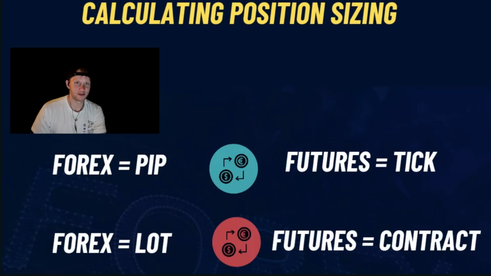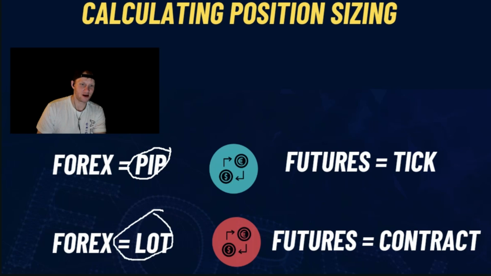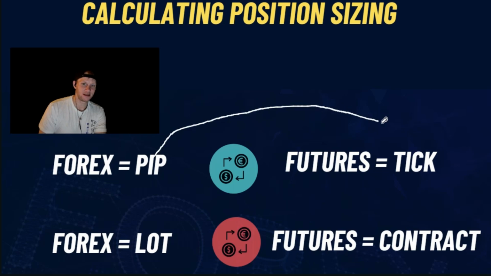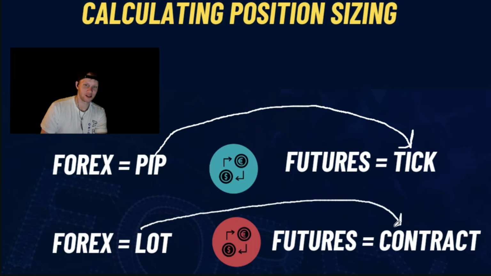All right, next up here is calculating position size. A lot of Forex traders just don't quite understand what a tick is, what contracts are, what sizes. In Forex, we have the pip, right? And then you also have the lot. So all you have to do is just switch the wording. A pip in futures is going to be a tick, and a lot in futures is just going to be a contract. If you switch the wording around, it's the same thing. It's just a different way of saying it. So instead of lots, you have contracts. Instead of pips, you have ticks.